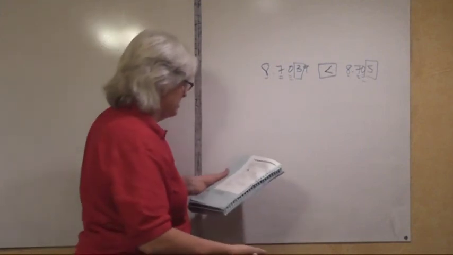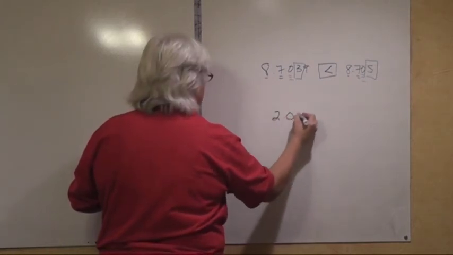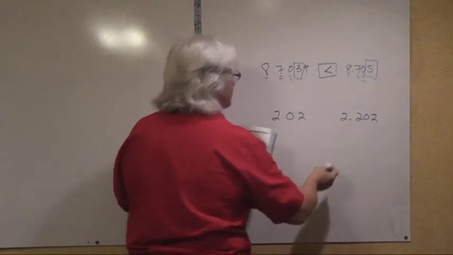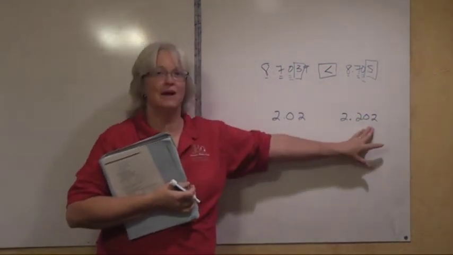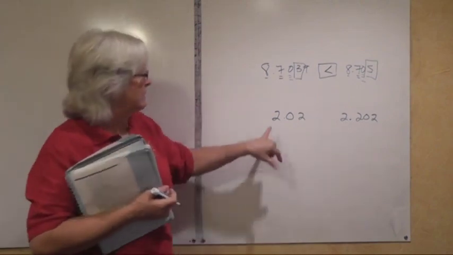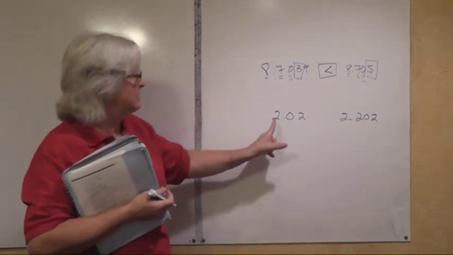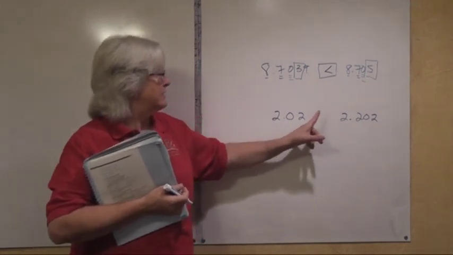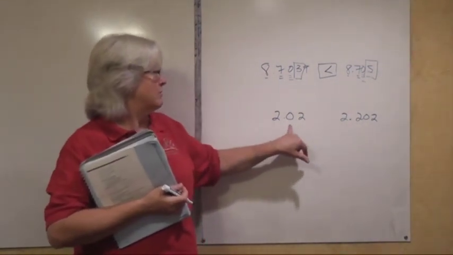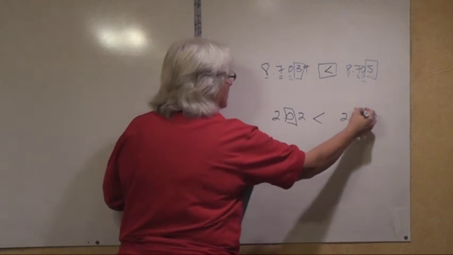Let's do another one. Let's compare 2.02 and 2.202. Now I want you to notice that our comparisons have nothing to do with the number of places after the decimal point, because this has to do with place value. Just compare until we get to a difference in the digits in the place. In the ones place we have 2. In the tenths place we have 0. In the tenths place we have a 2. So this number is smaller because the digits that we're comparing are the 0 and the 2.